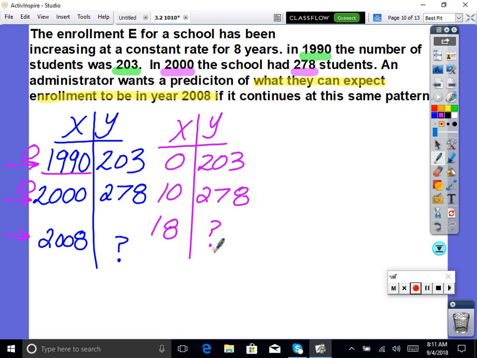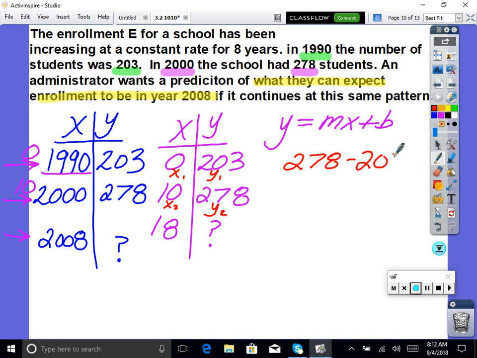So we know that lines have this form: y equals mx plus b. Let's find out our slope. So remember, this is an xy point. This would be our first point. This would be our second point. So y2 minus y1, so 278 minus 203, all over x2, which is 10, minus x1, which is 0.